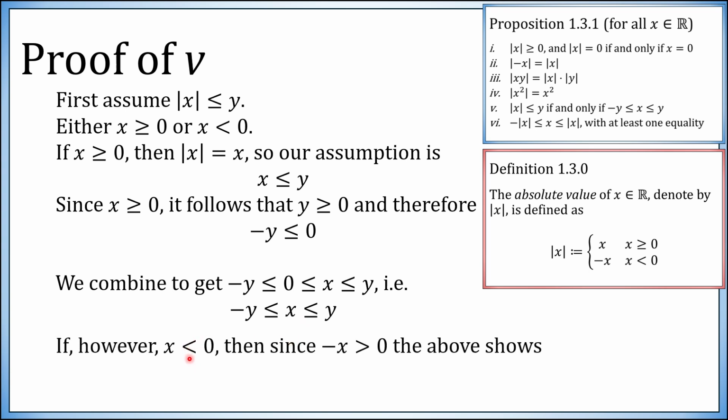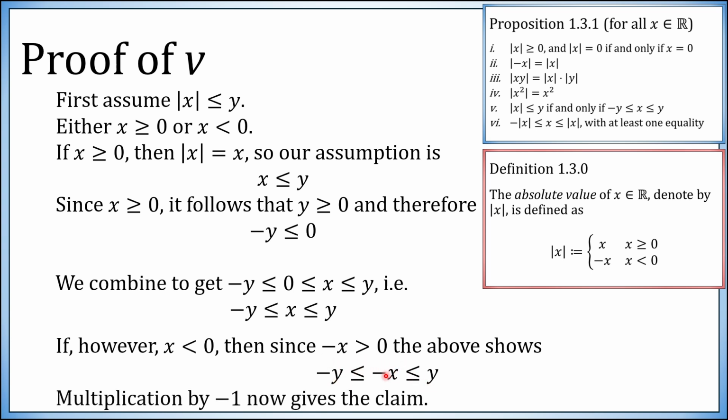If, however, x is negative, since negative x is positive, we can go through all of the same arguments here, and we just get this. Here negative x is our positive number that must be in between plus and minus y. So when x is negative, negative x is in between y and minus y. If I now multiply this whole chain of inequalities by minus 1, this becomes y bigger than or equal to x bigger than or equal to minus y, which is exactly what is claimed. So if we assume this left, we end up with that right.